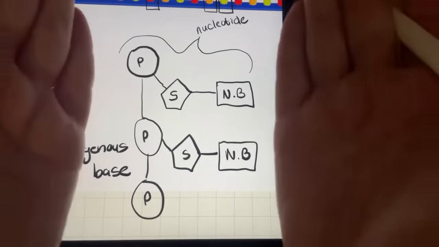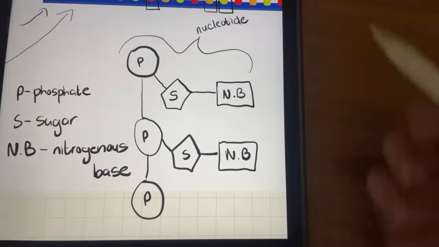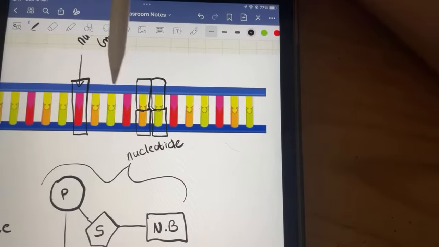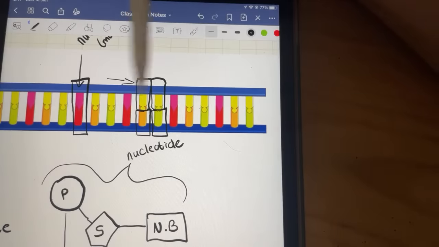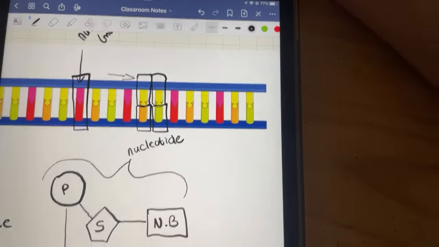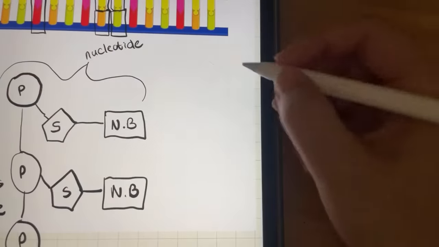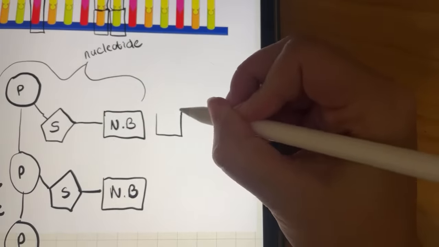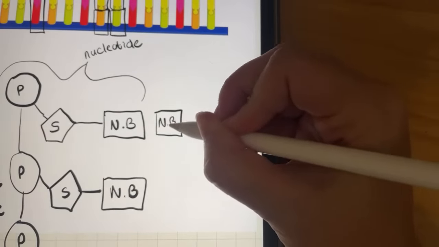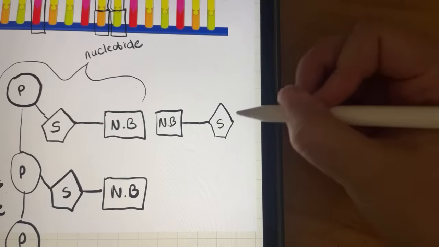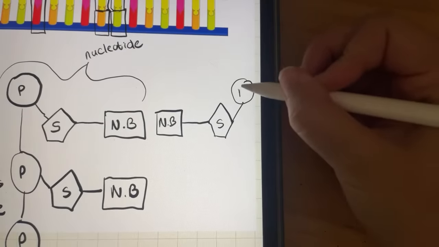But I want you to know that this is just one side of the DNA. In other words, if we look back at my diagram from earlier, I'm only drawing, let's say, this side. If I want to draw the other side, I now need to draw it in mirror image on the other side. So let me show you what that would look like. If we zoom in over here, that would look like a nitrogenous base connecting to a sugar, connecting to a phosphate.